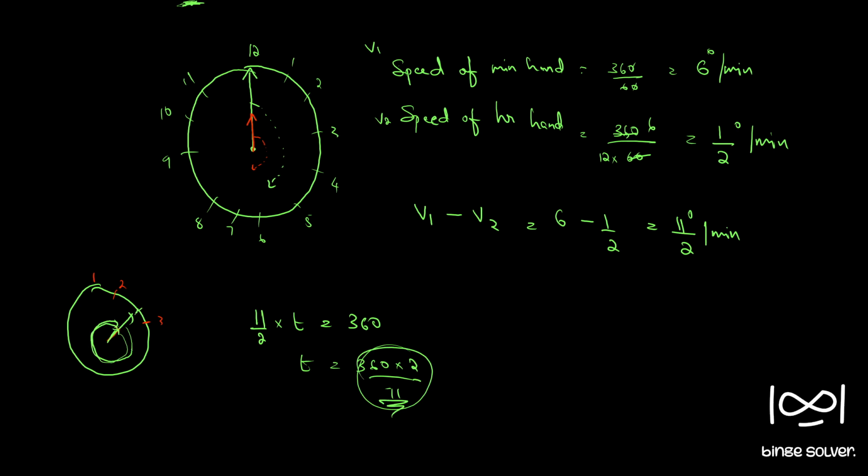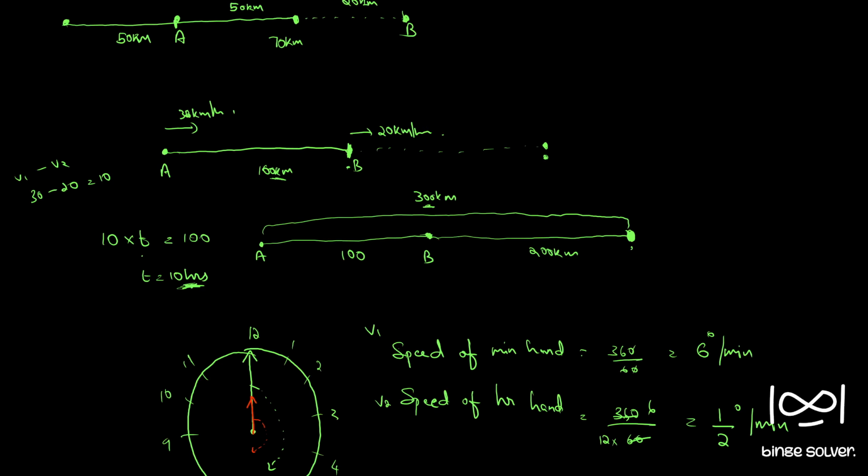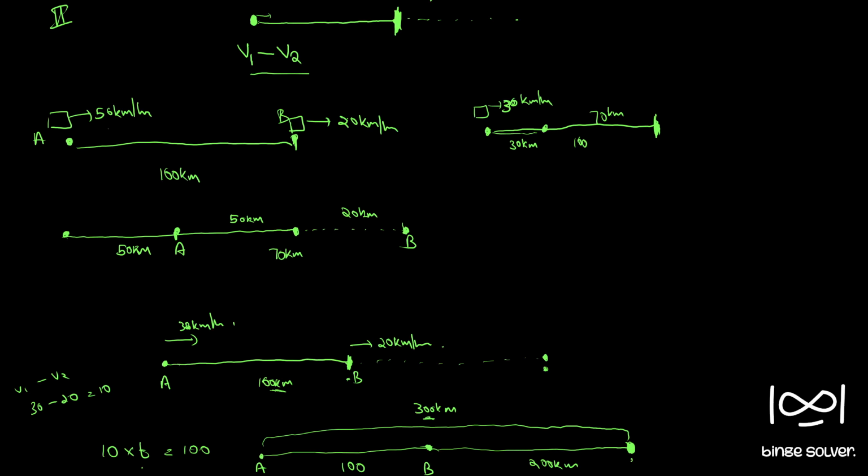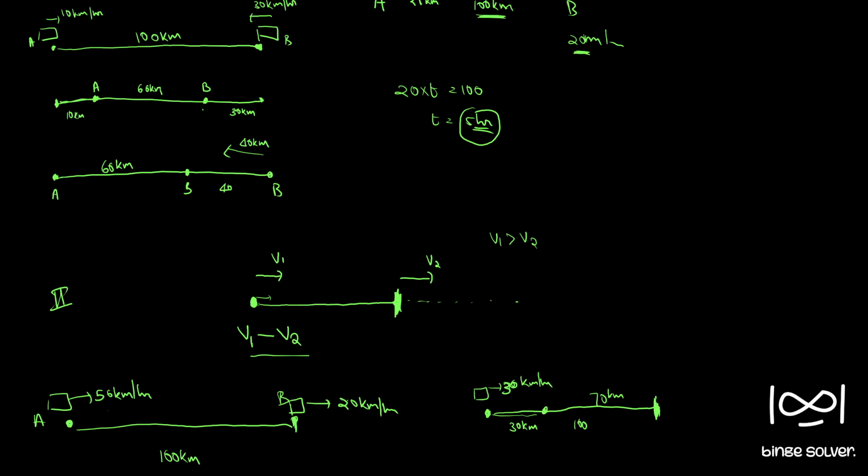Many such questions come in the exam. Another type of question will be, there is a park where two people are running, one in this direction and another in this direction. How many times do they overlap in a given time frame? All such questions can come. Once we understand the concept of relative speed, we can use it to solve many questions.